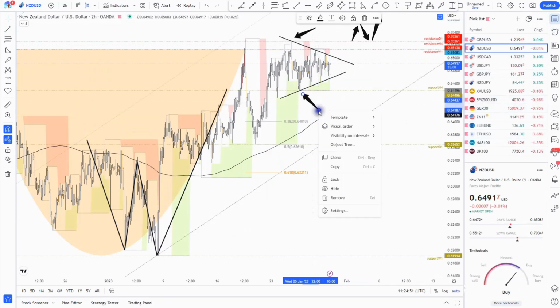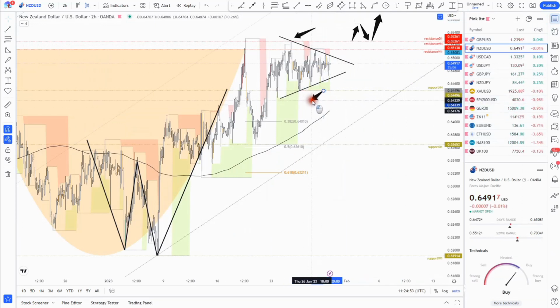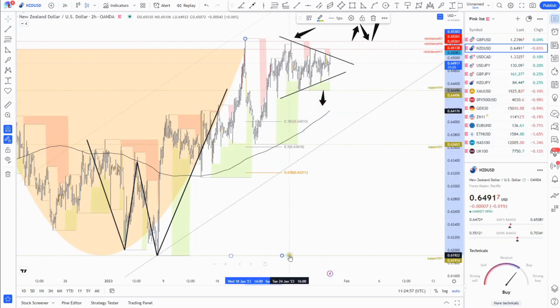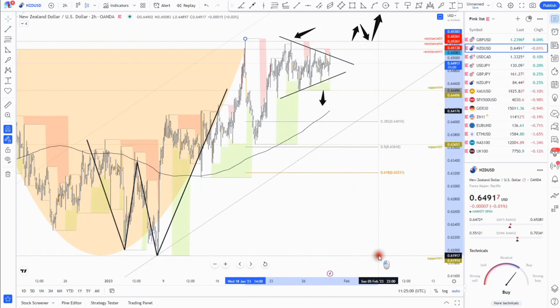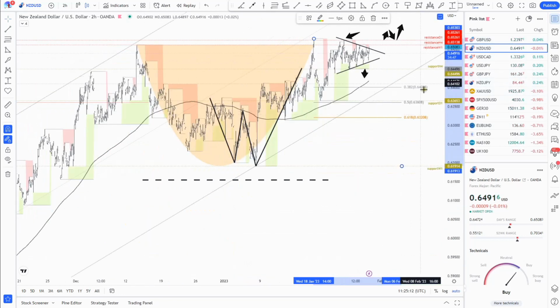But of course, pay attention, because the eventual violation of this support may also trigger another move to the downside, and we will track a move to these Fibonacci retracement levels between 64, 63.60 and 63.20 for the Kiwi if that happens.